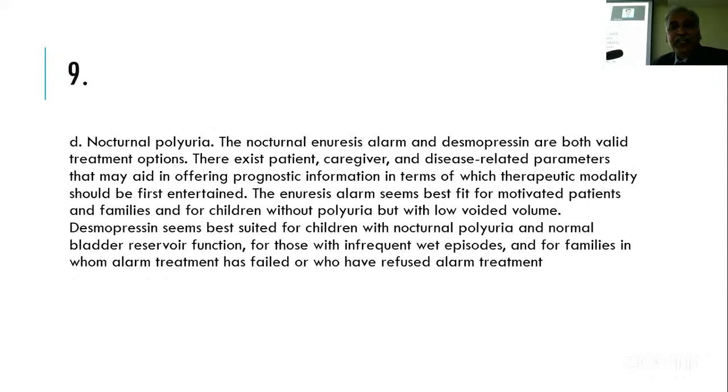Right. So the nocturnal enuresis alarm and desmopressin are both valid treatment options. There exist patient, caregiver, and disease-related parameters that may aid in offering prognostic information in terms of which therapeutic modality should be first entertained. The enuresis alarm seems best fit for motivated patients and families and for children without polyuria, but with low voided volume. Desmopressin seems best suited for children with nocturnal polyuria and normal bladder reservoir function, for those with infrequent wet episodes, and for families in whom alarm treatment has failed or who have refused alarm treatment.